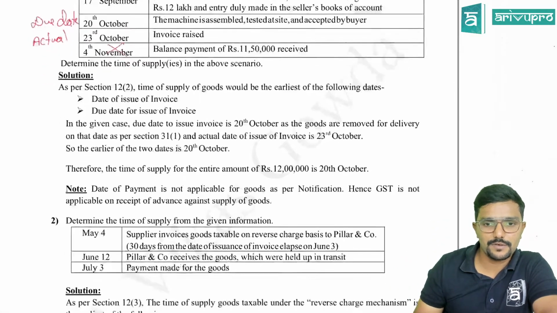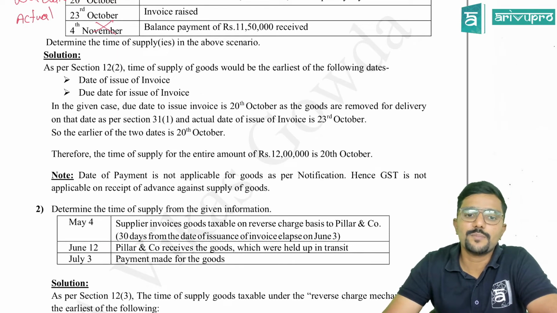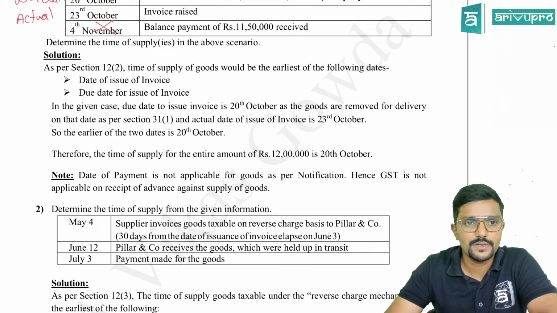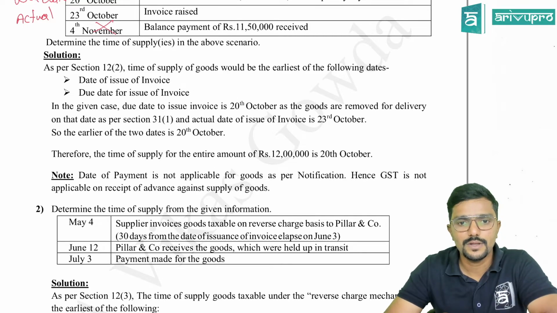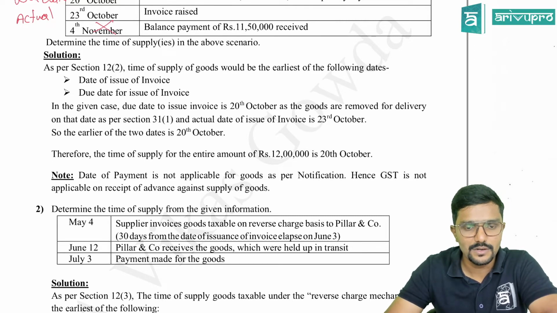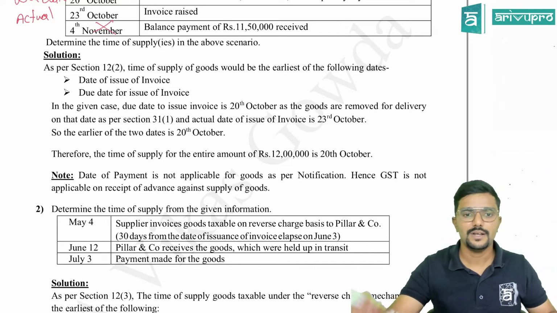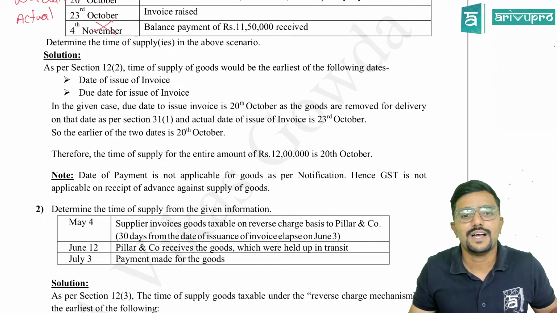Let me explain the provision first. As per section 12.2, the time of supply of goods would be the earliest of the following dates: date of issue of invoice or due date for issue of invoice. In the given case, the due date to issue invoice is 20th October, as the goods are removed for delivery as per section 31(1), and the actual date of issue of invoice is 23rd October. So what is the earliest day?